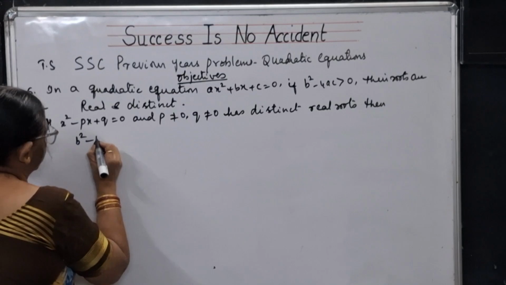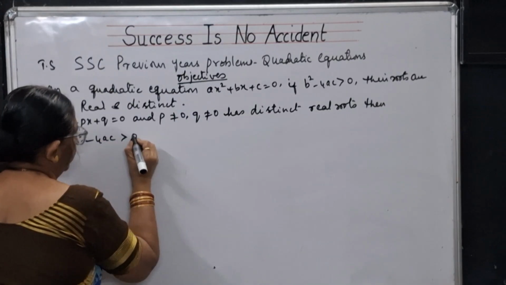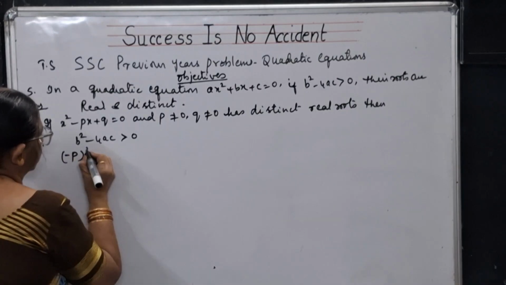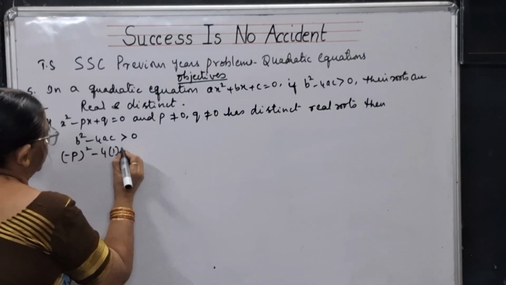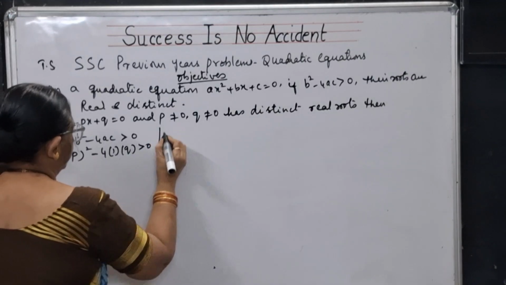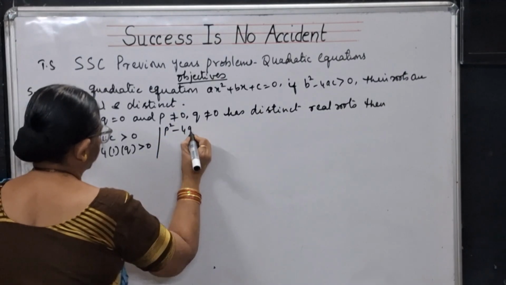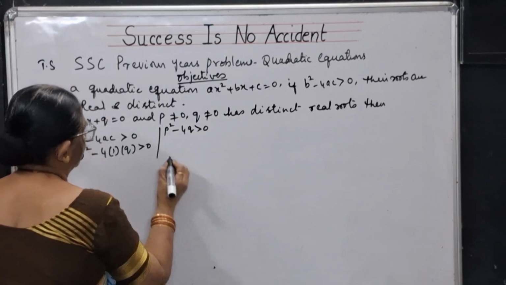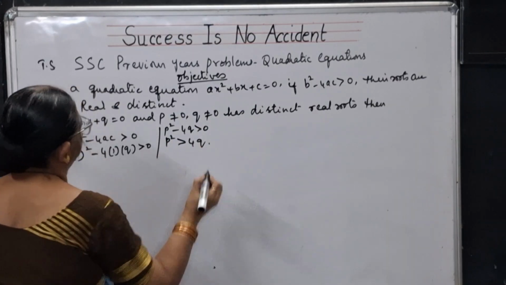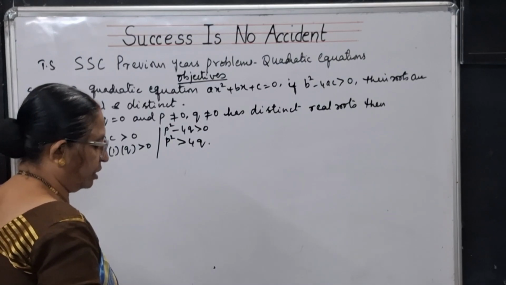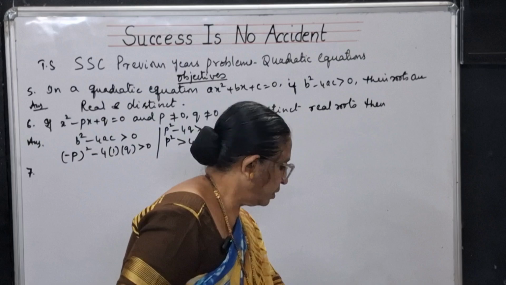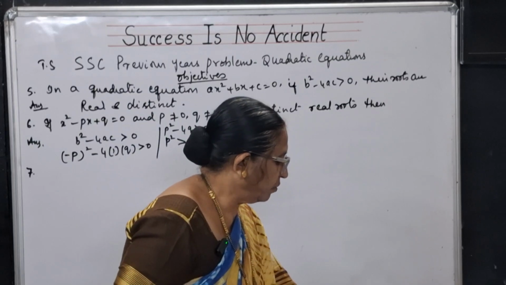That means p square minus 4ac should be greater than 0. That means minus p whole square minus 4 into a is 1 into q is greater than 0. This means p square minus 4q is greater than 0, that means p square is greater than 4q. So this should be the answer. Now the seventh problem.